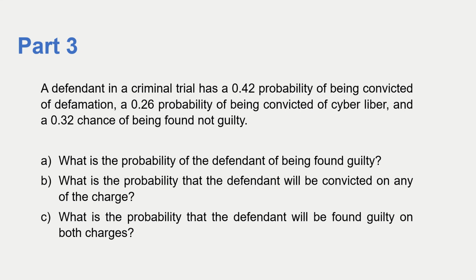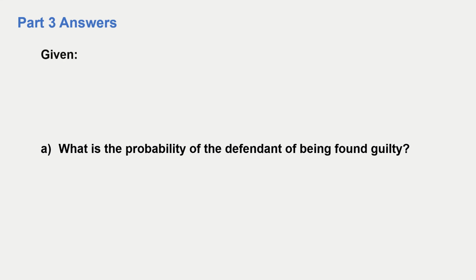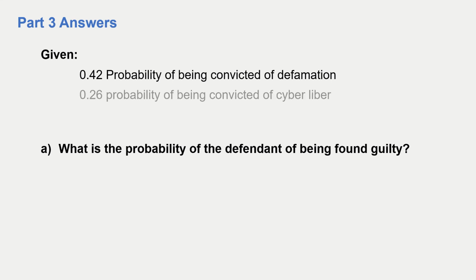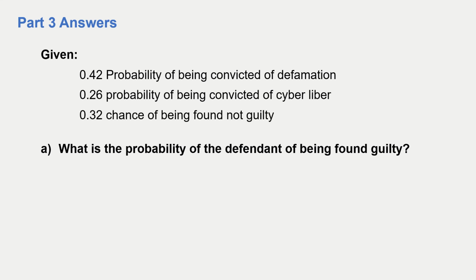Now, let's discuss the answers to the problem. Our given: we have here 0.42 probability of being convicted of defamation, 0.26 probability of being convicted of cyber libel, and 0.32 chance of being found not guilty. To answer letter A, what is the probability of the defendant being found guilty? Let us first identify anong klaseng outcome ba ang meron dito. Dito, we want to know the chance of being found guilty. So, look at our given. Meron tayong given measuring the chance of being found not guilty.